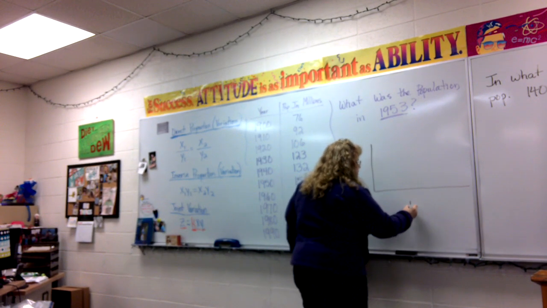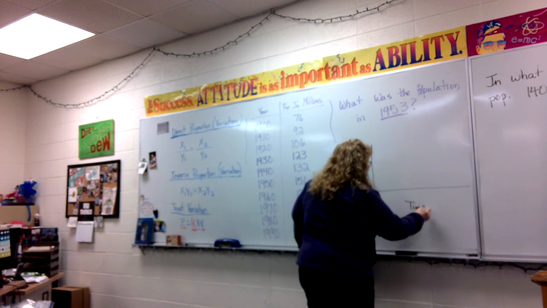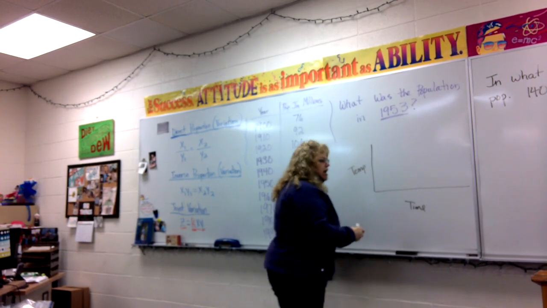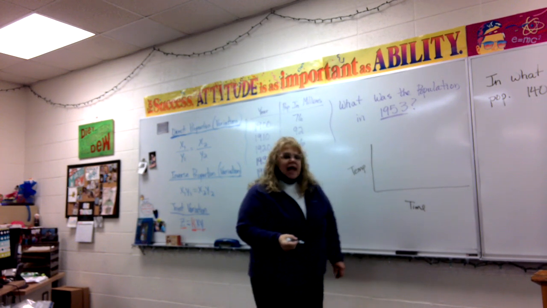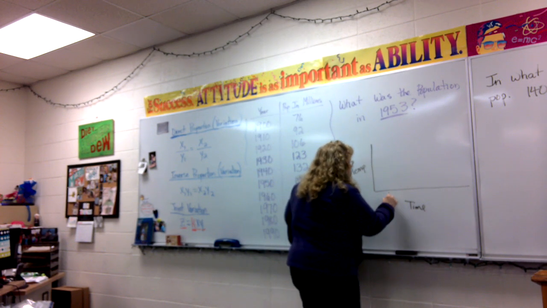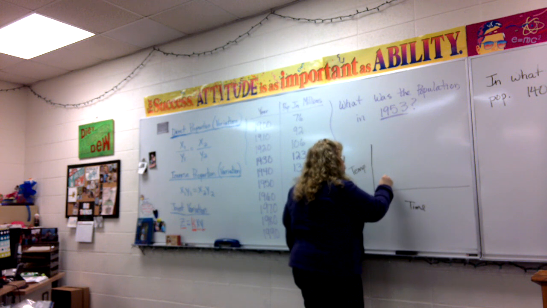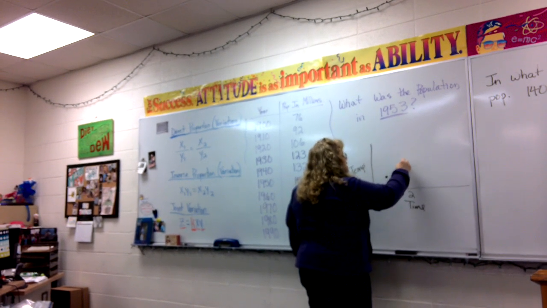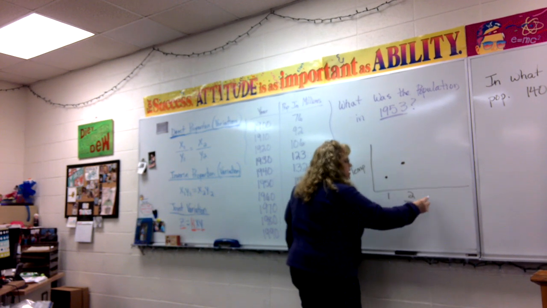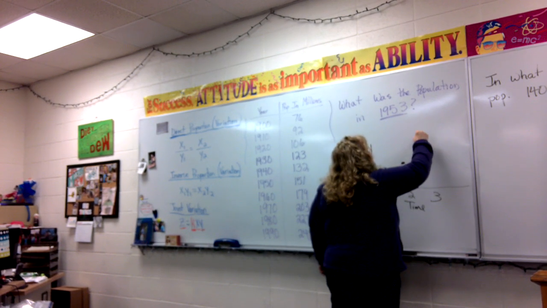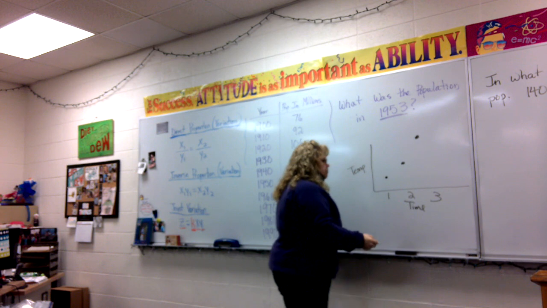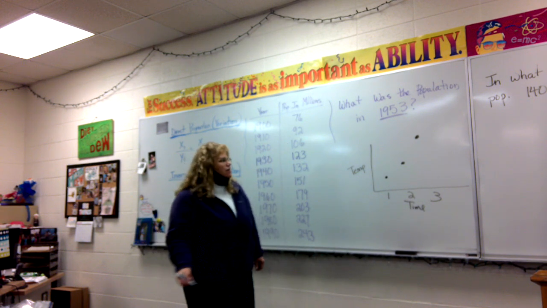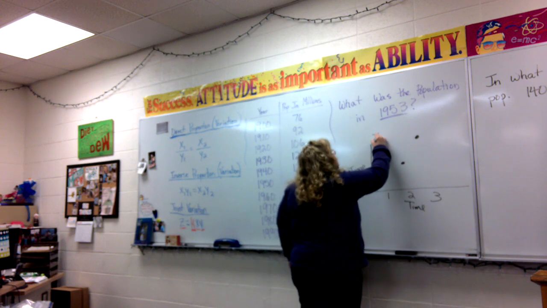Let's say I have a graph in science of time and temperature. And I can plot at 1 o'clock, my temperature is here. At 2 o'clock, an hour later, my temperature is here. At 3 o'clock, my temperature is up here. Linear interpolation is this.